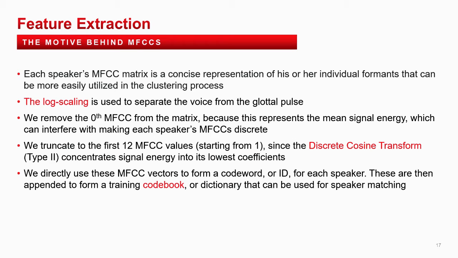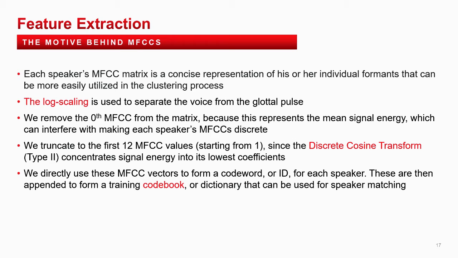Now the log scaling, like we mentioned, is used to separate the voice from the glottal pulse, and in addition to this, we remove the 0th MFCC from the matrix because this represents the mean signal energy, which doesn't change much between speakers, so we remove this for better identification. Now typically we truncate to the first 12 MFCC values, and this is because the type 2 discrete cosine transform actually centers energy in the early coefficients. So if we go ahead and remove the later coefficients, this can improve processing speed.